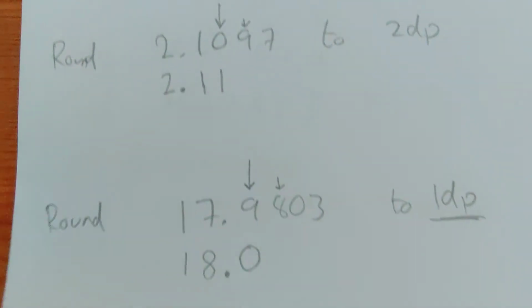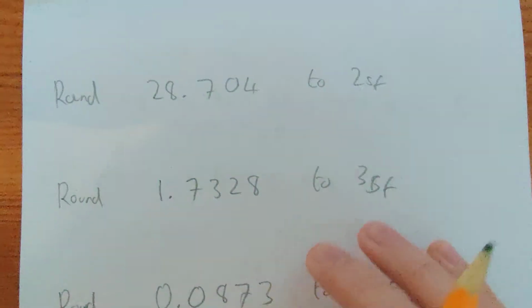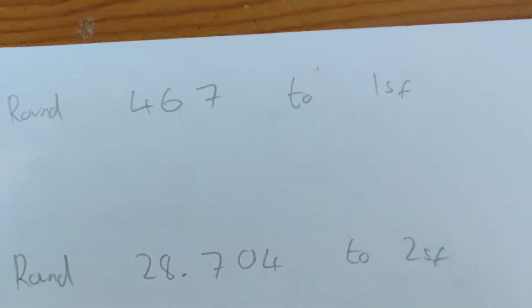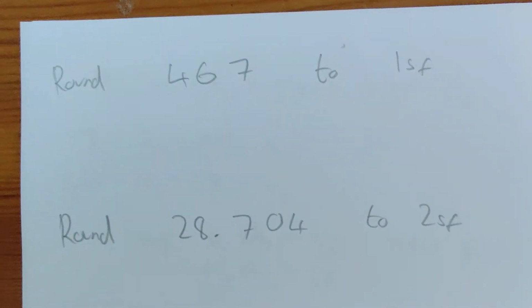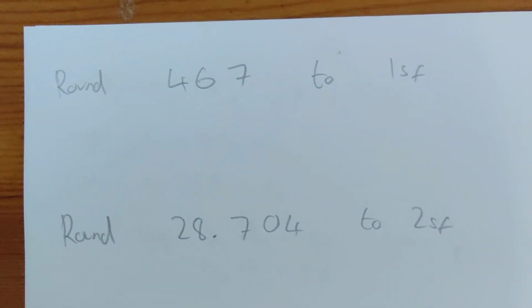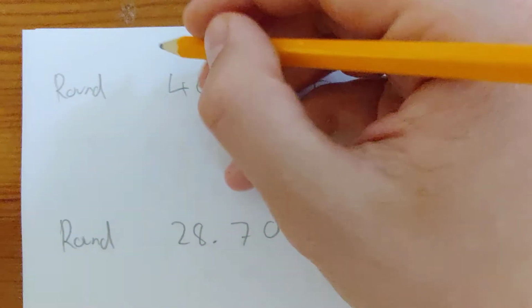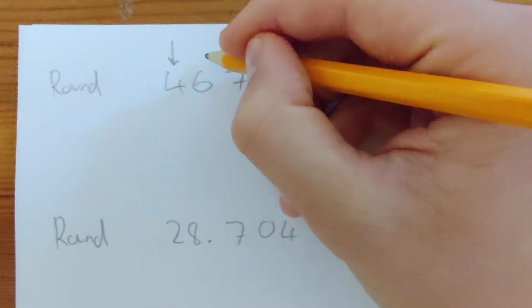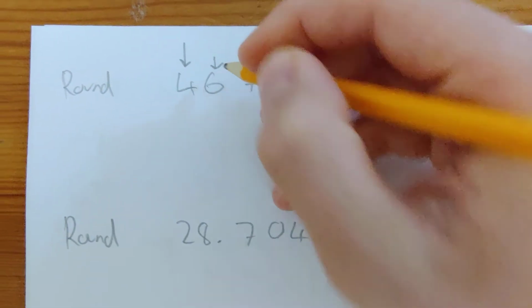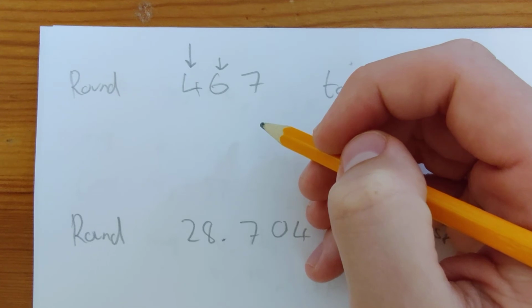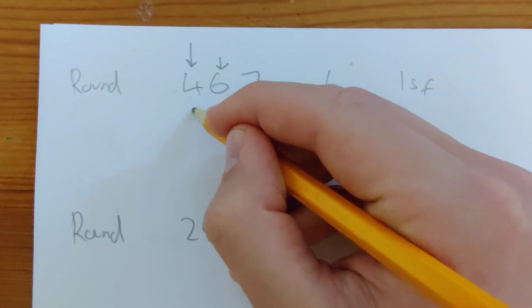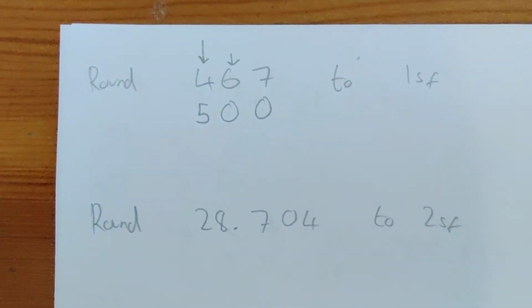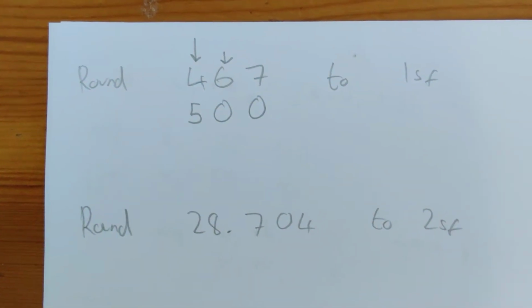That's decimal places. Now we're going to have a look at a few significant figure examples. This first one says round 467 to 1 significant figure. Well, the first significant figure in 467 is the 4. The decider, therefore, must be the 6. That means the 4 is going to have to round up because the decider is 5 or more. So the 4 is going to become a 5, and the 6 and the 7 is going to round off to 0. So 467 to 1 significant figure is 500.